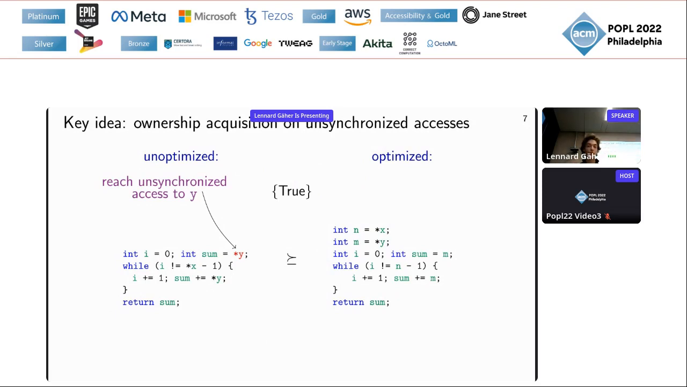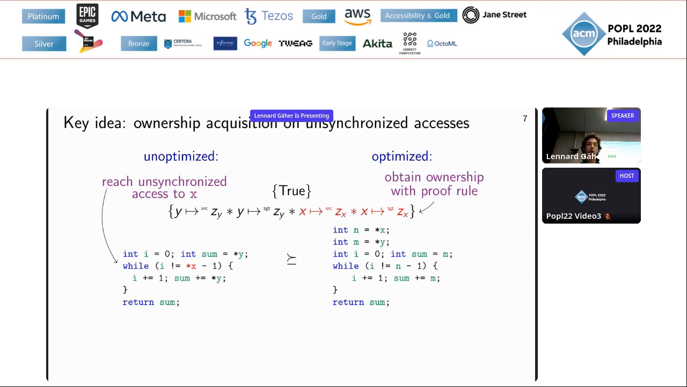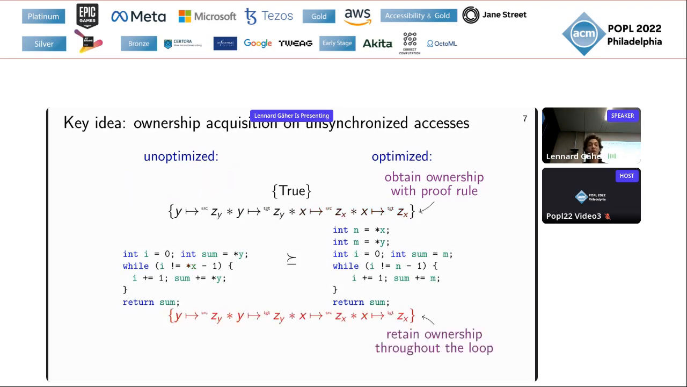And we express this through the points-to connective of separation logic, and we add it to the precondition. Similarly, since read from X is reachable, we also obtain ownership of X. And we can then retain this ownership throughout the whole loop, which allows us to justify that the two code segments indeed compute the same result.